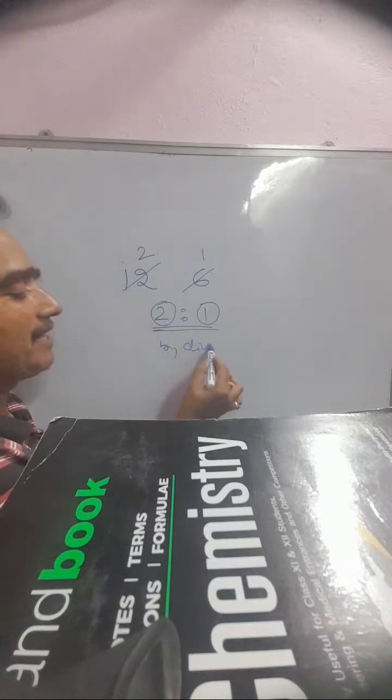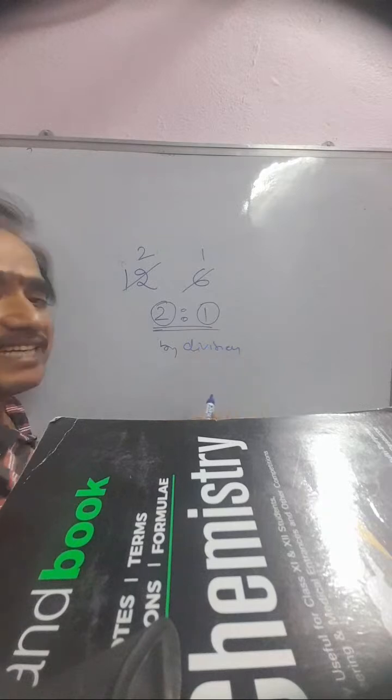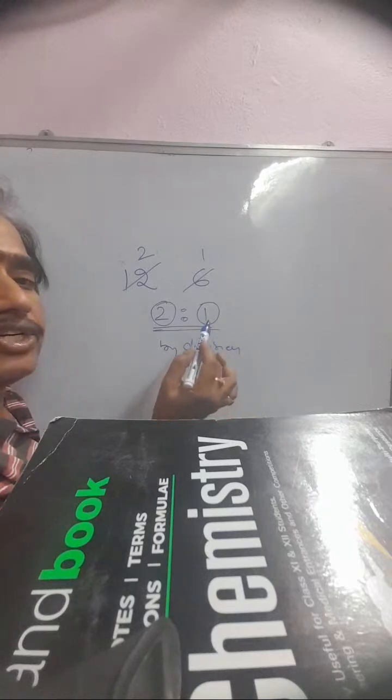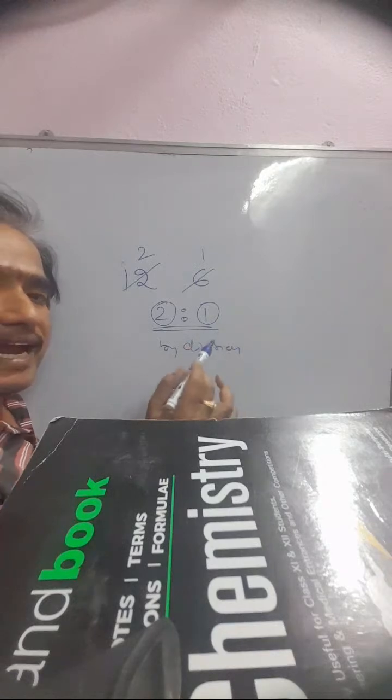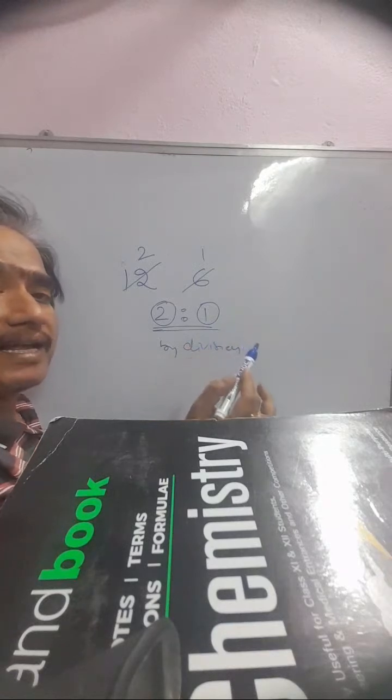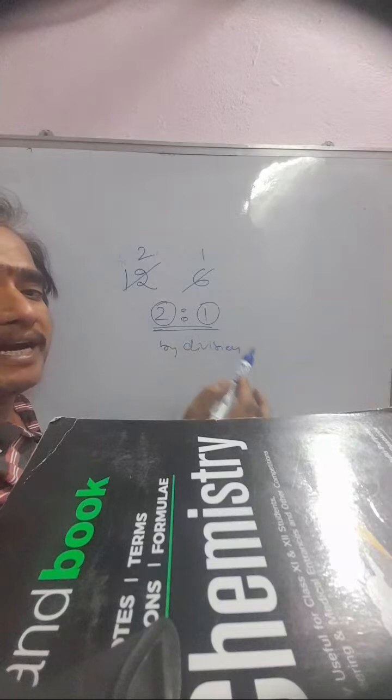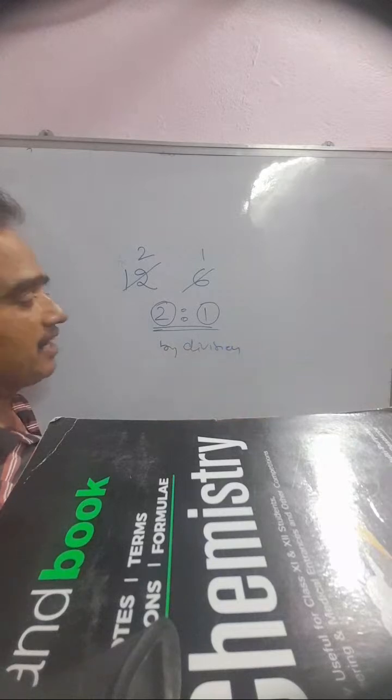So comparing the things by division is called ratio. Once again I am repeating, comparing the numbers by division which are in the same units is called ratio.